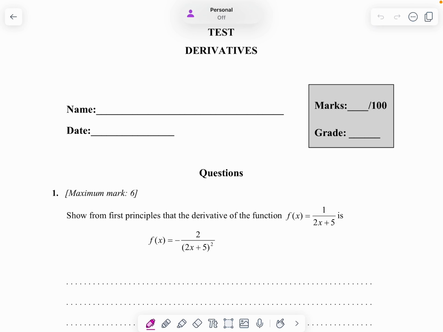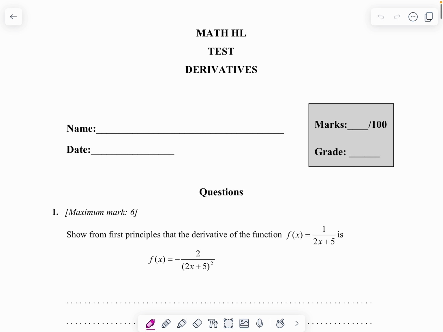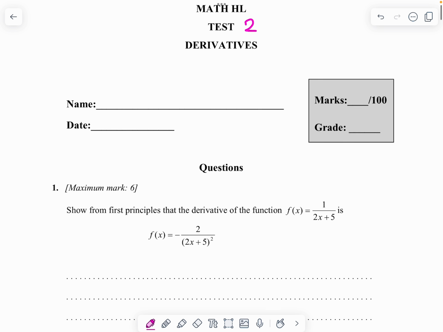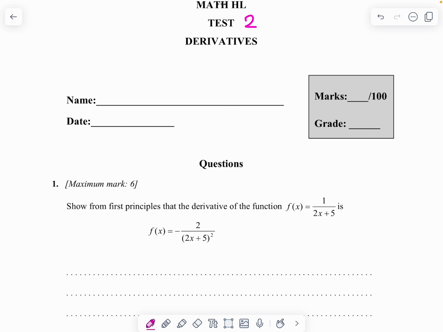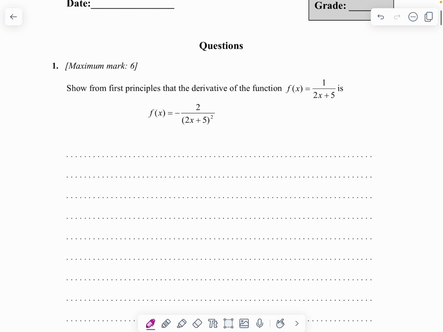So welcome. This is a test for AAHL Mathematics Derivatives for IBDP and test number 2. We are going to solve the questions based on the topic derivatives, and it's a comprehensive test having all the topics concerned with the derivatives. So let us start with the first question.